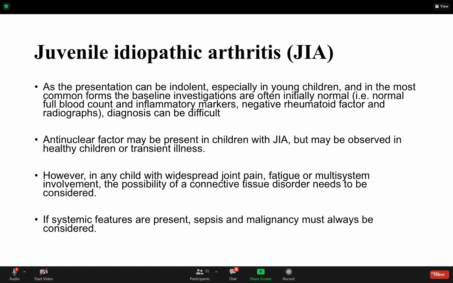However, in any child with widespread joint pain, fatigue, or multi-system involvement, the possibility of a connective tissue disorder needs to be considered. عشان إنك تكون واعي لهذا الدياغنوسيس. إذا جاك واحد عنده آلام في المفاصل, تعب, أو مرض لأكثر من system, think about the connective tissue disorders. If systemic features are present, sepsis and malignancy must always be considered.